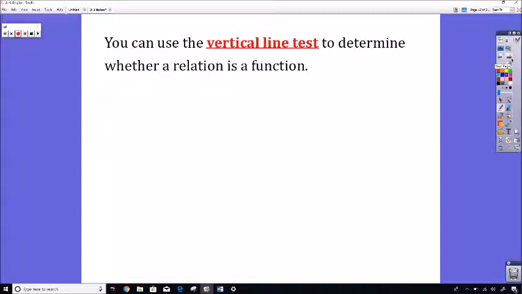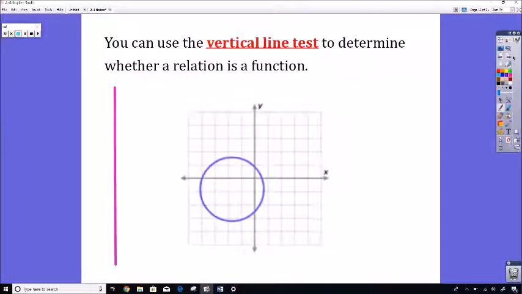Next thing is the vertical line test. You can use the vertical line test to determine whether a relation is a function or not. So for the vertical line test, we're going to take a graph and allow a vertical line to go across the graph. And if that vertical line ever touches the graph in more than one point at the same time, then it is not a function. So let's take a look here.